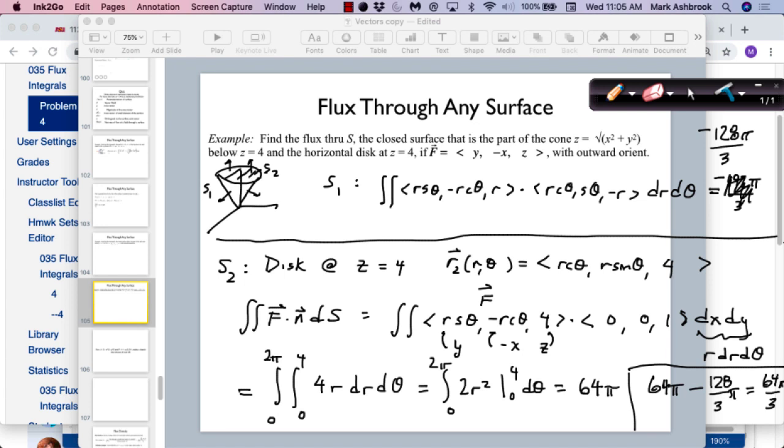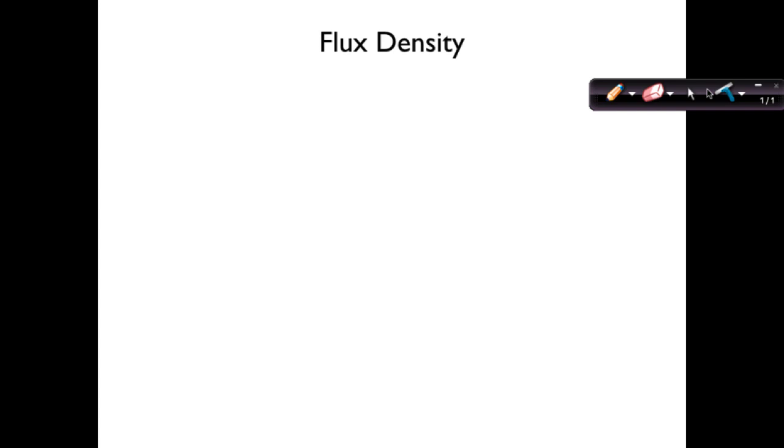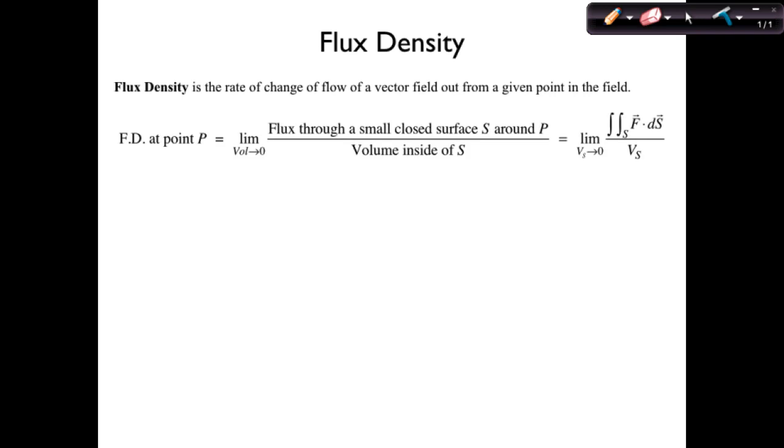Is it okay? All right, so we're going to talk about something now called flux density. What is flux density? So flux density is the rate of change of flow of a vector field out from a given point of the field. The rate of change of flow of a vector field out from a given point in the field. So here's a formula for that. Looks a little scary at first, but it's not too bad.